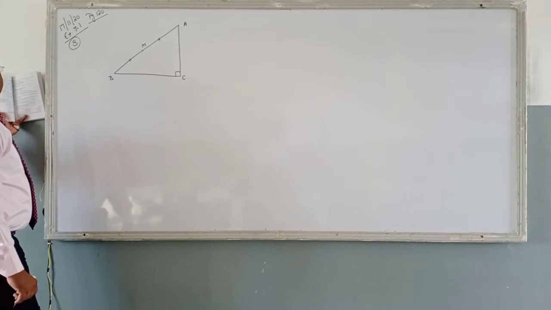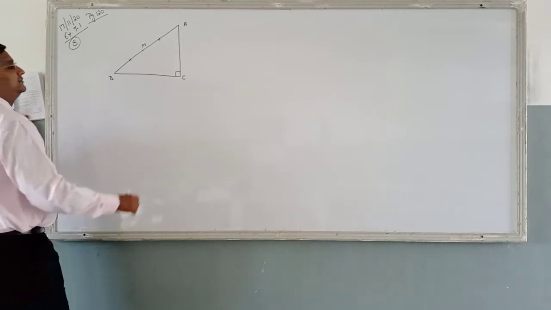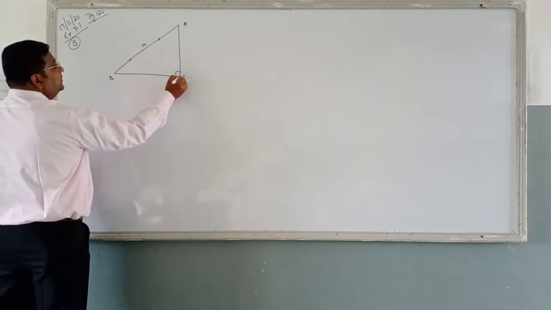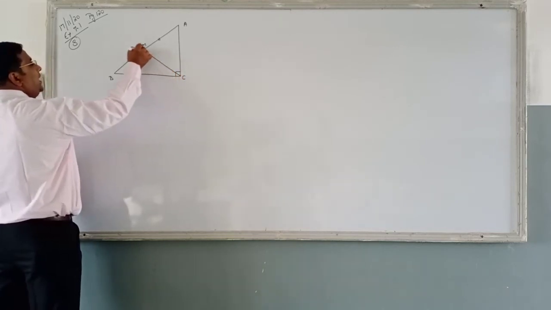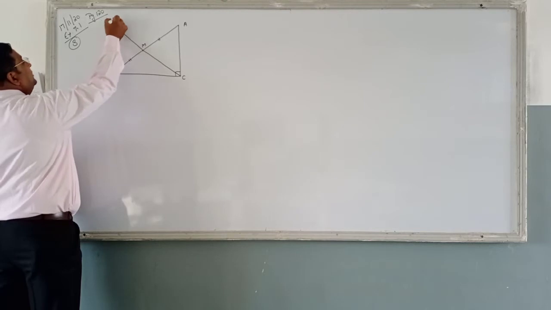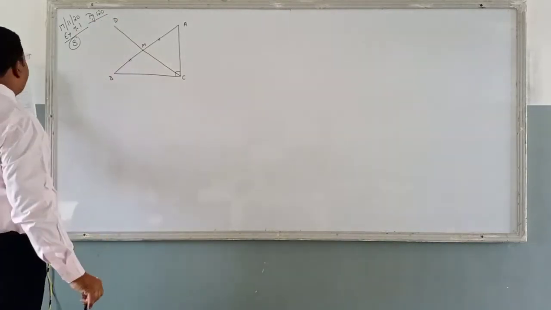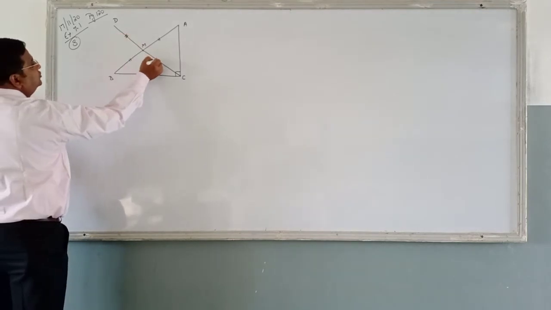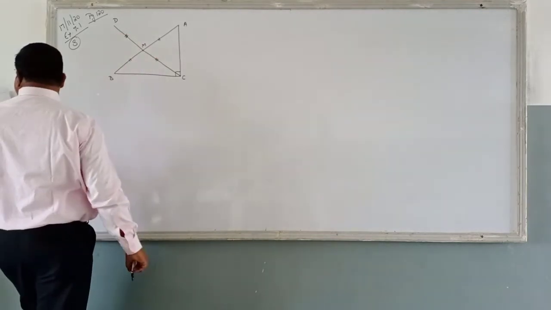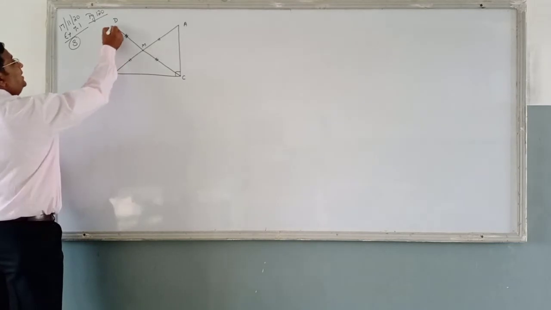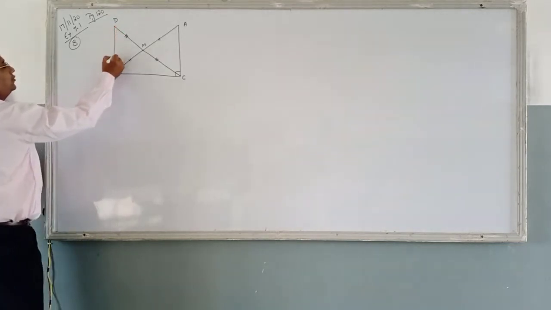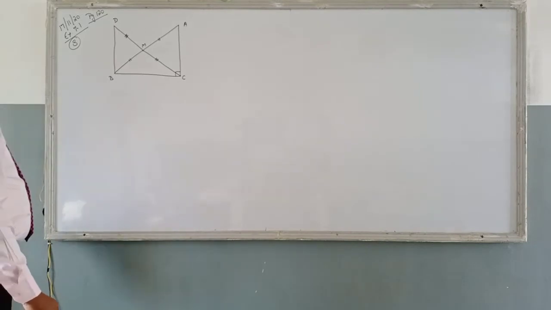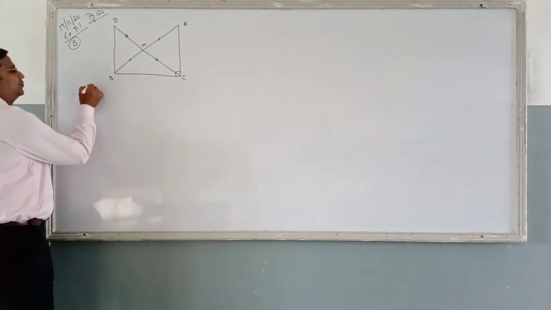Then he says C is joined to M and produced to a point D, such that DM is equal to CM. Point D is joined to B. Show that. He wants us to prove certain things.